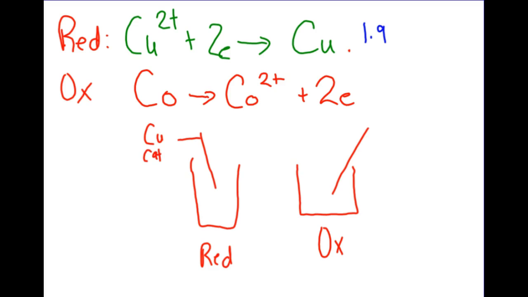Cathode, remember An Ox and Red Cat. Reduction always happens at the cathode. The copper electrode must be in a solution which contains copper 2 positive ions. How are we going to create a solution with copper 2 positive ions?